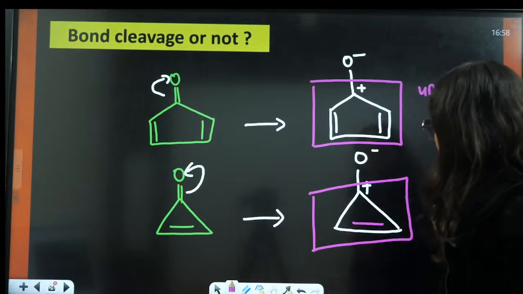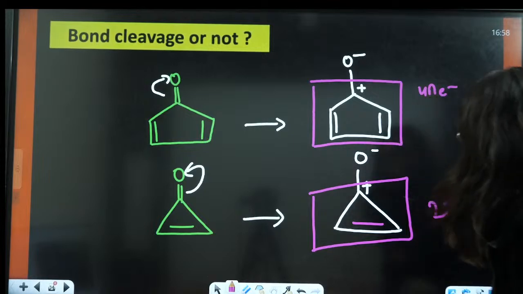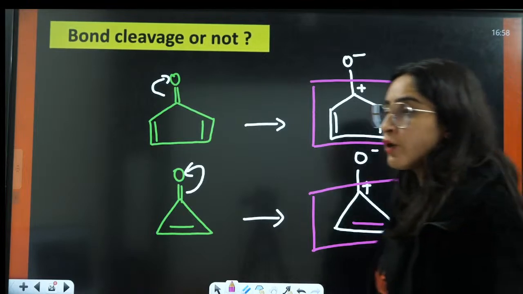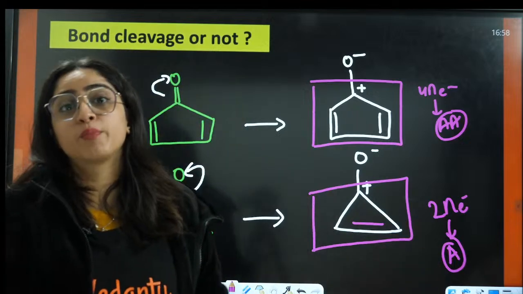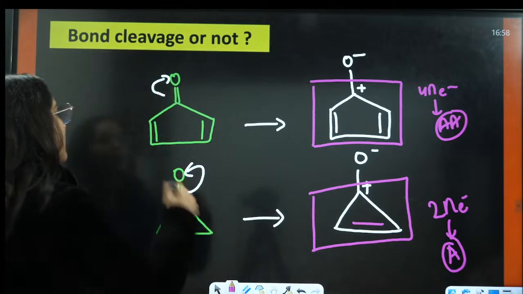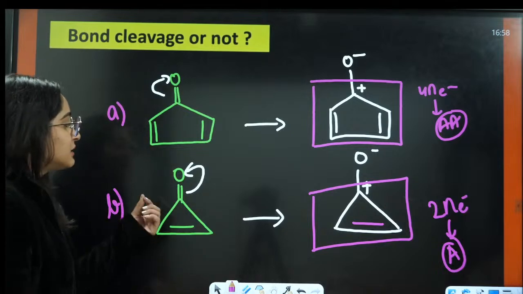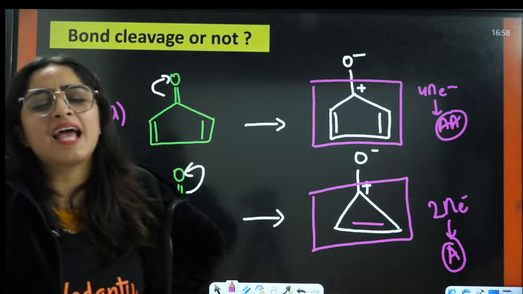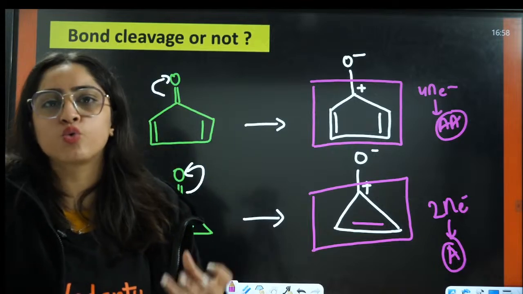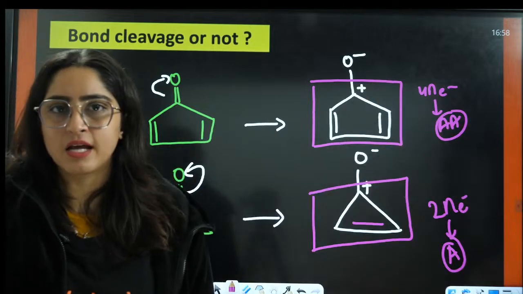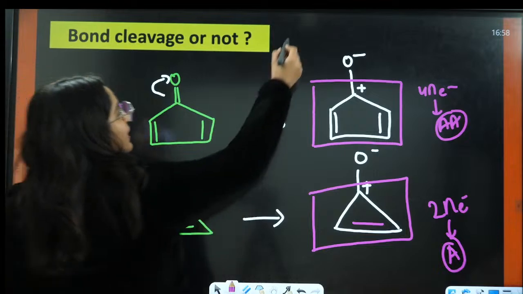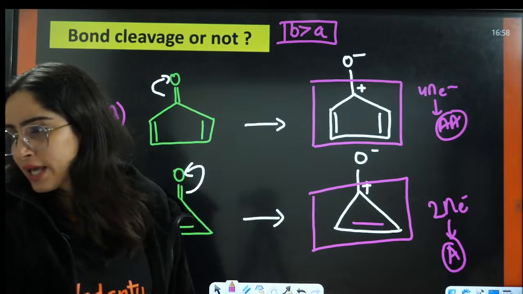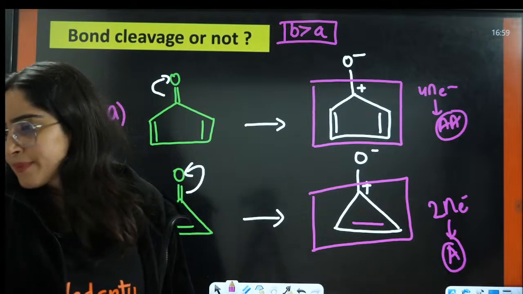Here it will be 2 pi electrons. You know, 2 pi electrons means it is aromatic and 4 pi electrons means it is anti-aromatic. As I told you earlier, nobody wants to be anti-aromatic because it is very unstable. So, if I name this A and this B, the B reaction will occur fast as compared to A reaction. A reaction might not happen because nobody wants to cleave its bonds and go to an anti-aromatic stage, because it is very unstable. So B reaction will be very fast as compared to A.